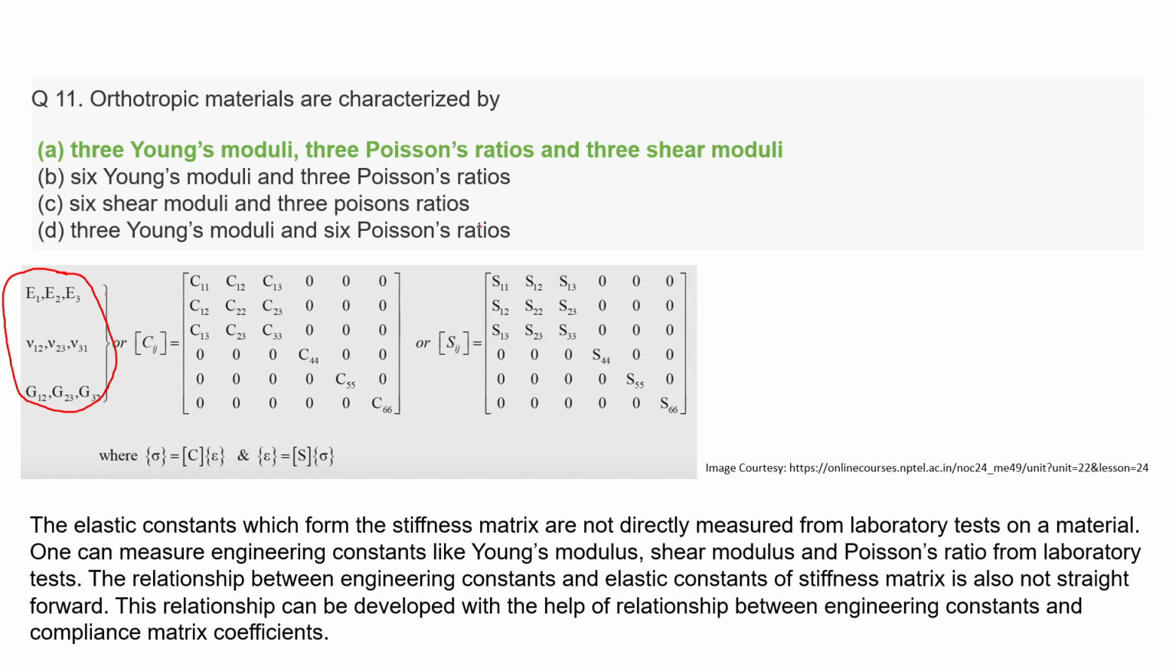And these values can be calculated by using a UTM that Sir already talked about in class. Maybe later after this session, I can show you a UTM we have here and show how things work and how we can find different Young's modulus, Poisson ratio, and shear modulus. So the answer for this question: orthotropic materials are characterized by these 3 Young's modulus, 3 Poisson ratio, and 3 shear modulus. So option A is the correct answer.